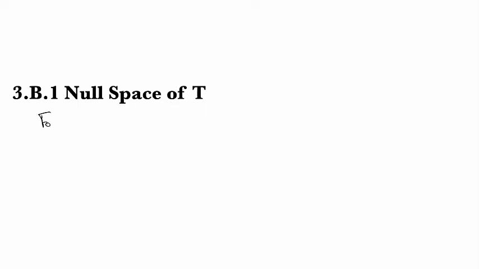So for a general linear map T, it's always the case that T of 0 is equal to 0. And this in the book is listed as theorem 3.11. But the proof is very simple. The book gives one proof.